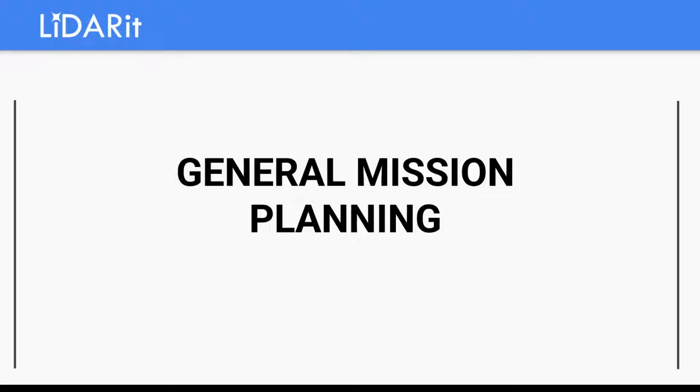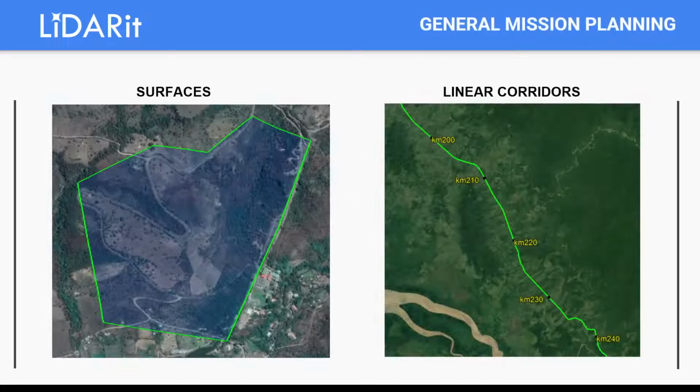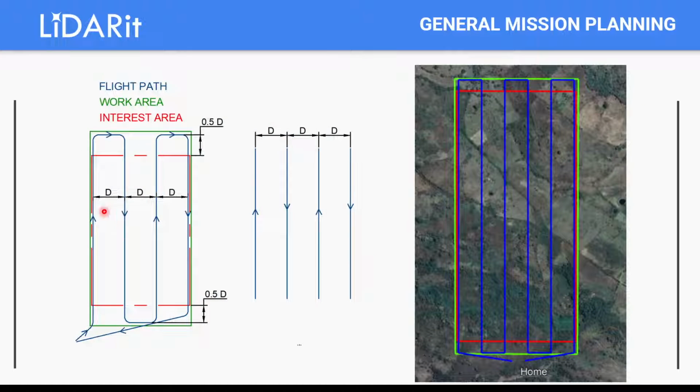General mission planning. There are two types of missions to plan. Missions to cover surfaces and missions to cover linear corridors such as roads, paths, riverbanks, or power lines, among others. Missions that aim to cover surfaces are carried out by drawing equidistant parallel lines, and keeping the height of the aircraft constant in relation to the ground.